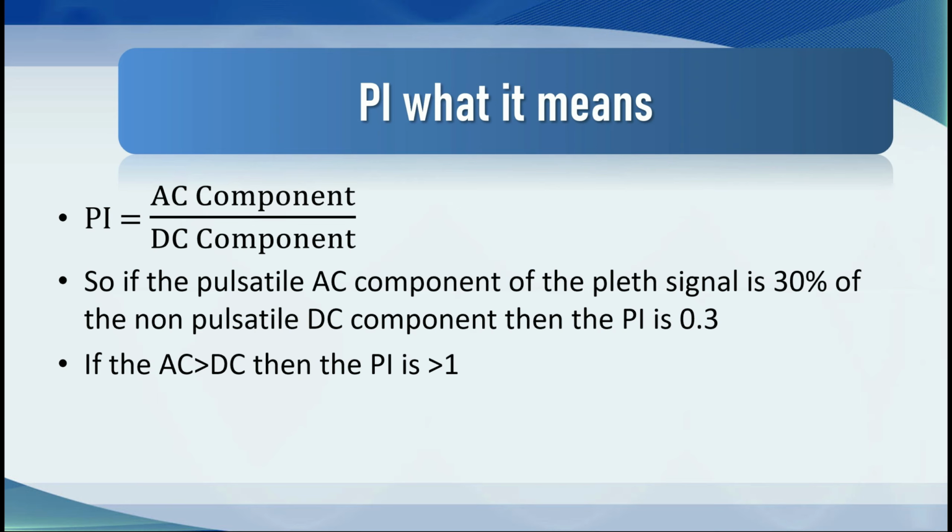It's derived from the division of the AC component versus the DC component. So if the pulsatile AC component of the Pleth signal is 30% of the non-pulsatile DC component, then the perfusion index is 0.3. If the AC component is greater than the DC component, then the perfusion index is greater than 1.